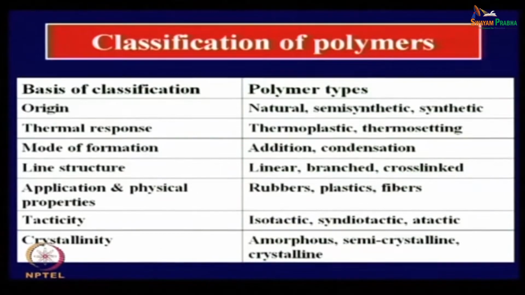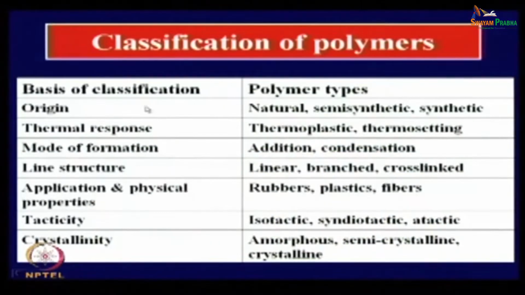What are natural polymers? We will see later. Let us see what are the different classes of polymers here. On the basis of origin, it is natural, semi-synthetic and synthetic polymers. From thermal behavior of polymers, we find there are two categories: thermoplastic polymers and thermoset polymers.